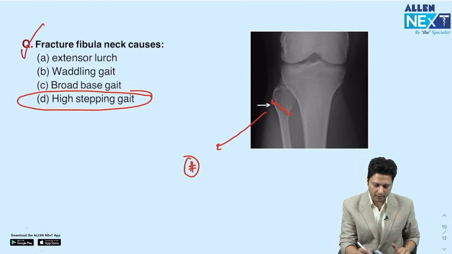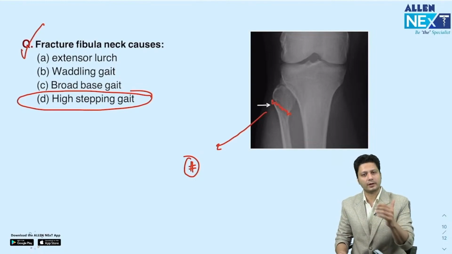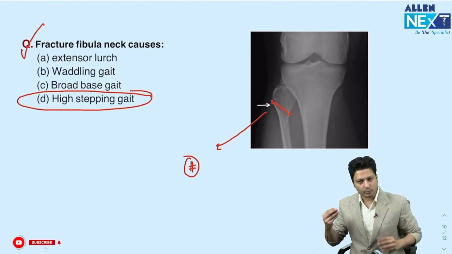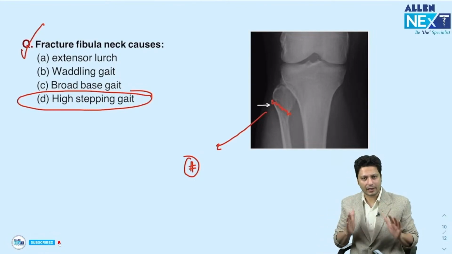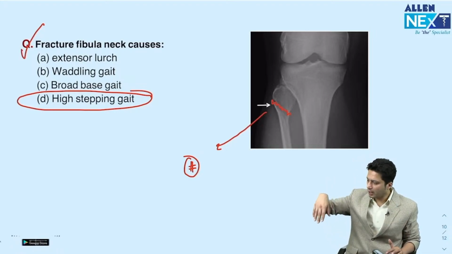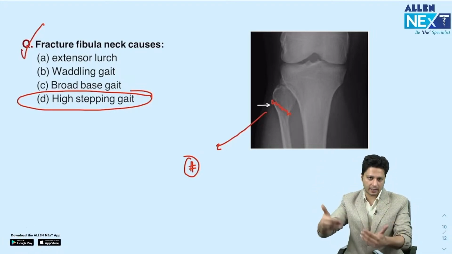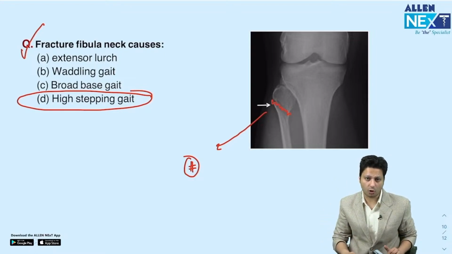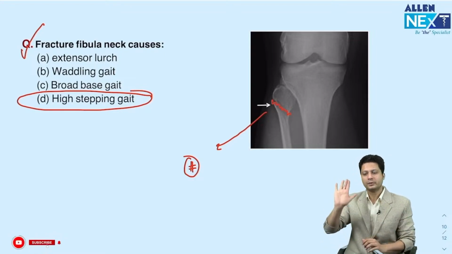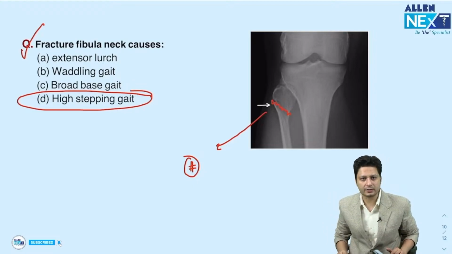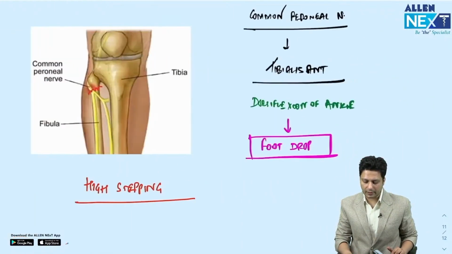So, fracture neck of fibula will cause a high stepping gait. You came to know the reason. Common peroneal nerve is likely to be injured, leading to the paralysis of tibialis anterior and loss of dorsiflexion. How will the patient walk? With a high stepping gait, in order to have a better clearance on the ground, because he won't be able to perform the heel strike of the stance phase in the gait cycle. So hopefully everything is clear.